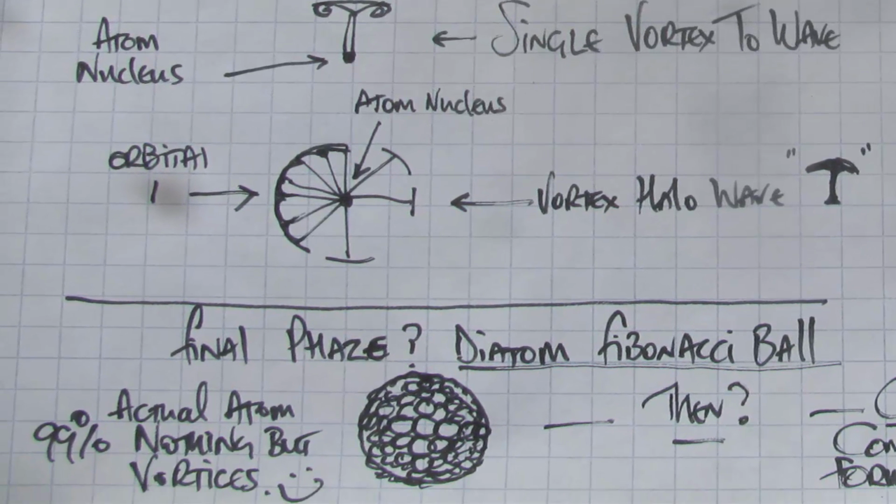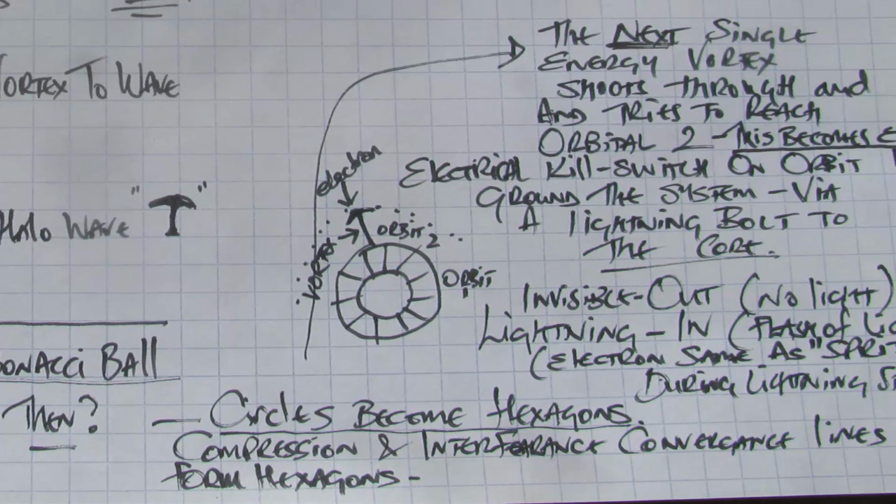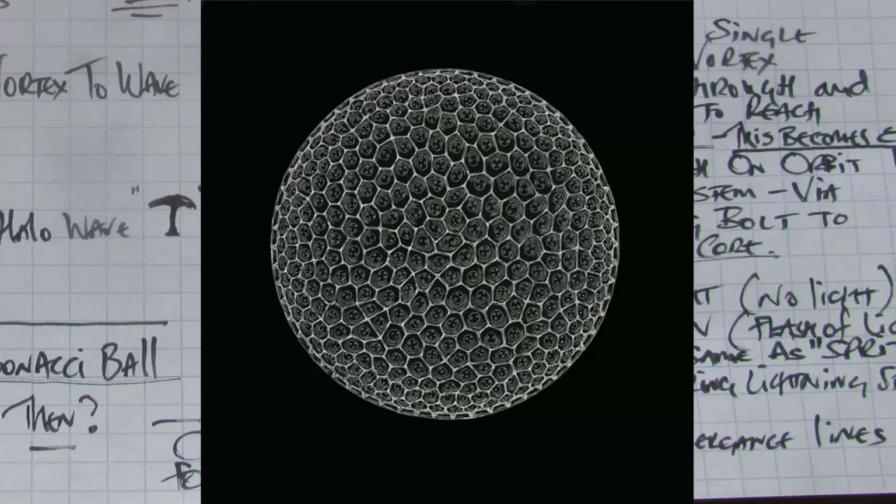So what we have now is the final phase, which is a diatom Fibonacci ball, which I showed earlier, which is 99% nothing but vortices. So it's 99% nothing, which is what all atoms are. So everything's going good. And then circles become hexagons. Compression and interference convergence lines form hexagons to give you the diatom Fibonacci ball atom cloud orbital skin, which of course looks like this. So this would be the atom cloud atom skin orbital 1.